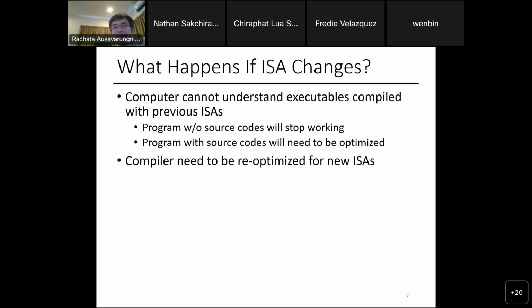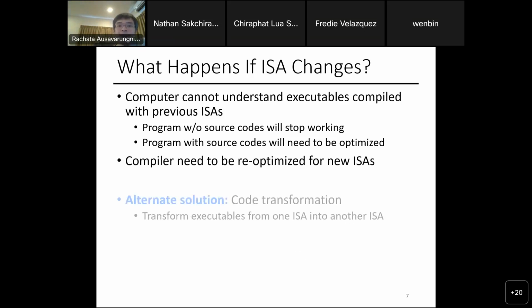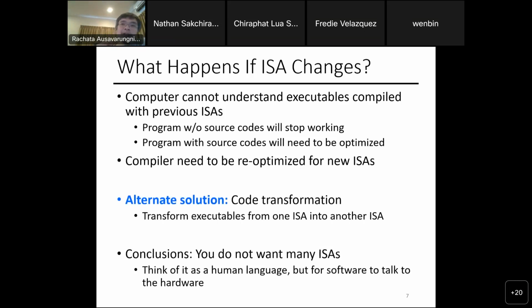The compiler would have to be re-optimized for the new ISA. Or you can do code transformation like the Rosetta software. You translate from one to another, right? But the conclusion is this. This is the same as the side of human language, right? Not the linguistic side, but the use of the language available to humans.